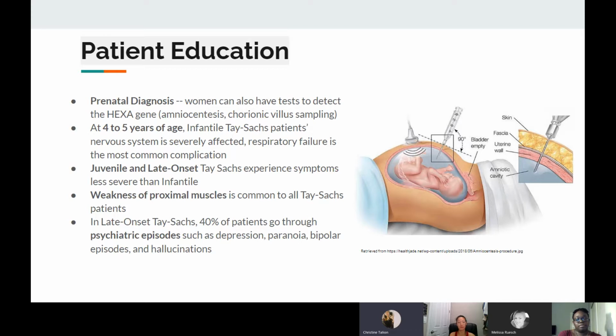For juvenile and late onset Tay-Sachs, symptoms are less severe since their progression is slower compared to infantile. Weakness of proximal muscles is common for all Tay-Sachs patients. That's why we always offer physical therapy for treatment. And lastly, psychiatric episodes are very prominent in 40% of late onset patients.